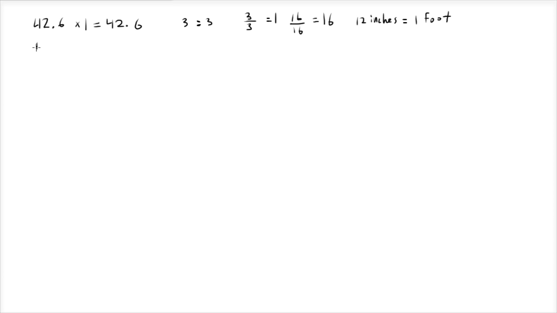12 inches divided by 1 foot, since they're the same, since they're equivalent, is equal to 1. And that's just like saying, how many times do 12 inches go into 1 foot? Once. They're the same. And the last thing we need to remember is just simple cross-canceling.